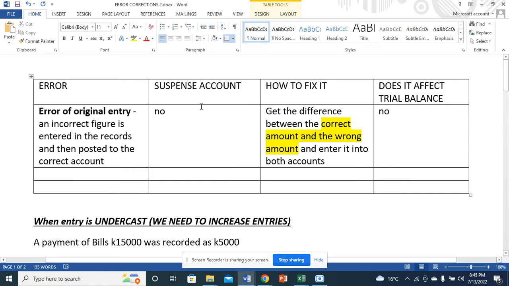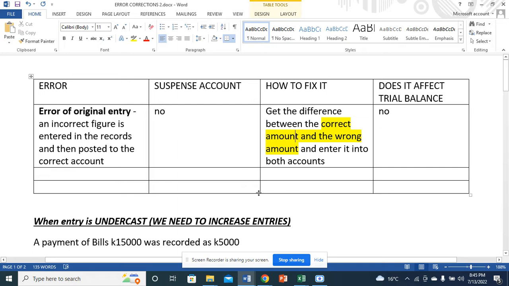So we're going to have two situations. The first situation is where entries are undercast. Whenever entries are undercast, we're going to need to increase the respective entries. So after you get the difference between the correct amount and the wrong amount, with the undercast entry, you're going to post it to the account so that it can increase the entries so that we have the correct figure. Does it affect the trial balance? No, it does not.